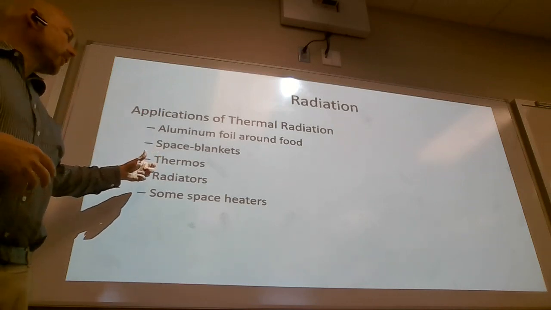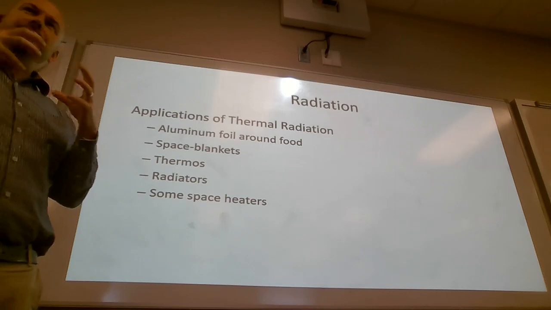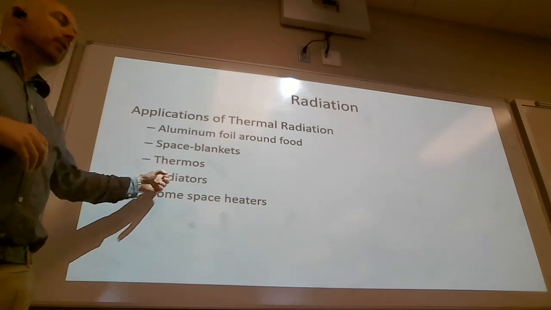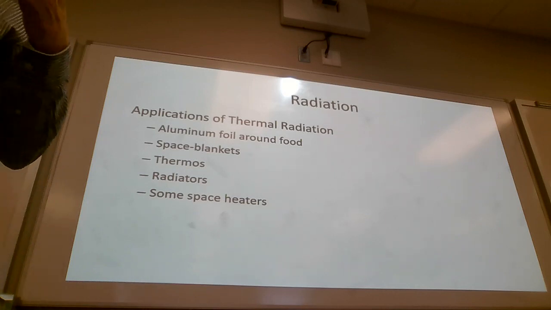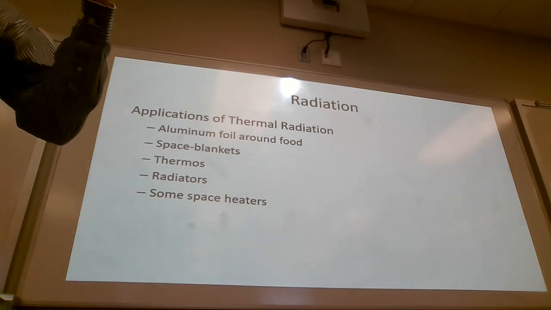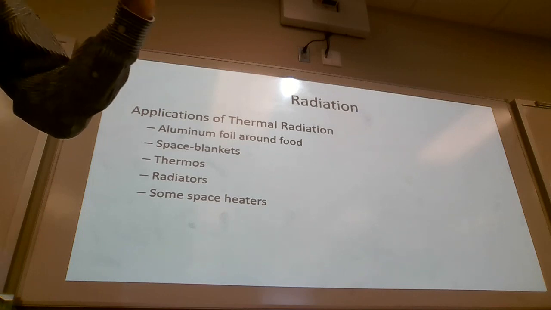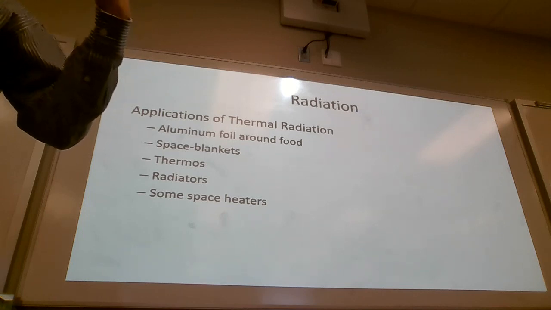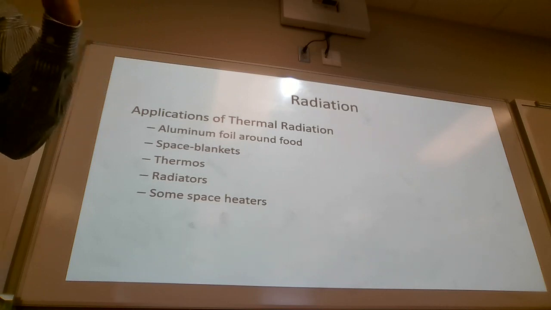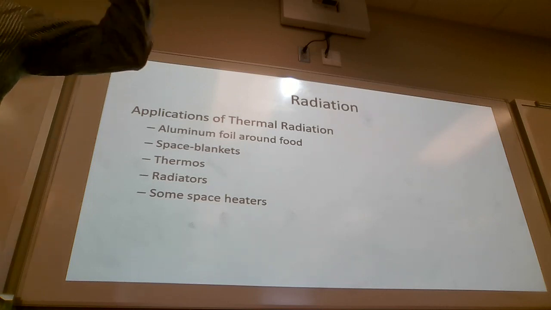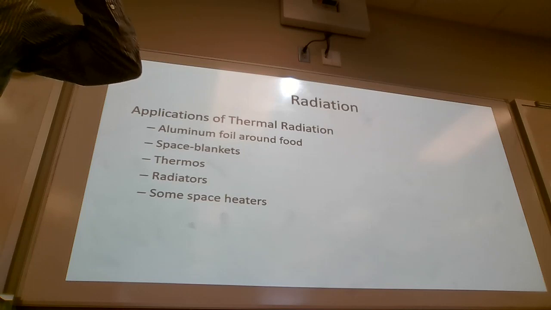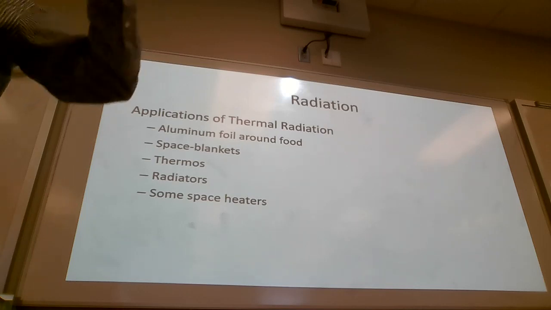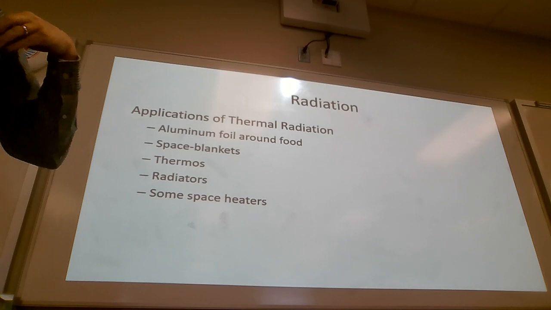Thermoses have a shiny surface on the inside. Radiators, like your car radiator, the metal plates in the front of your car, are made to be good emitters of radiant energy. They want to get rid of heat as fast as possible. So they're made of dull black metal to radiate heat away quickly.